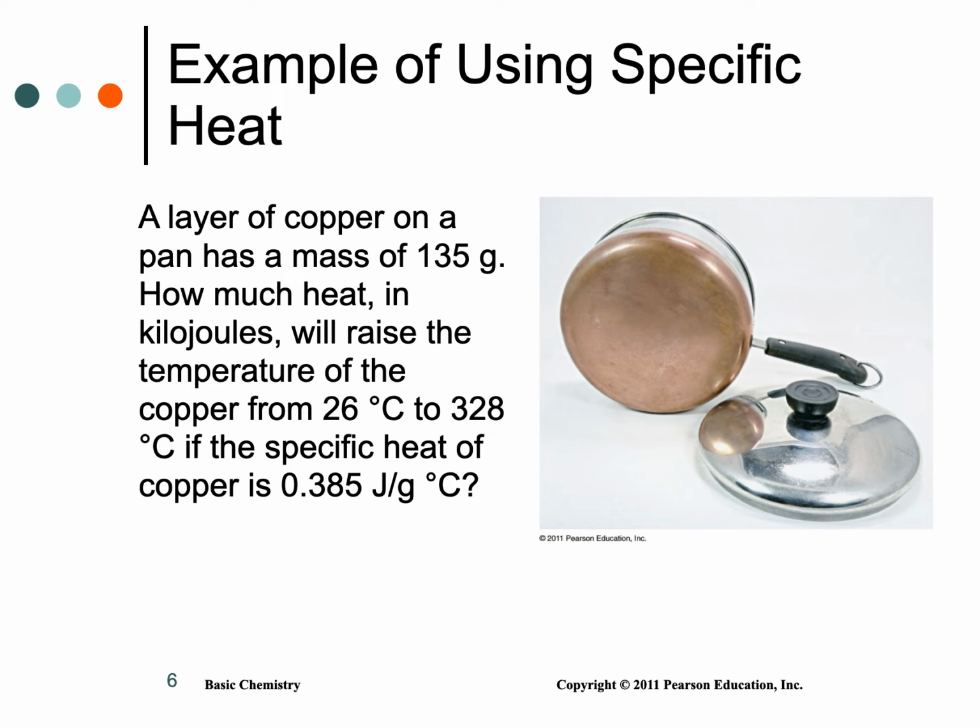So we have the amount of copper on the bottom of the pan. We know how much that is. We know that we want to raise it from 26 Celsius to 328 Celsius, so that's the change in temperature. And we know its specific heat. So we can put it in the formula that we were given a second ago and simply solve for our unknown.